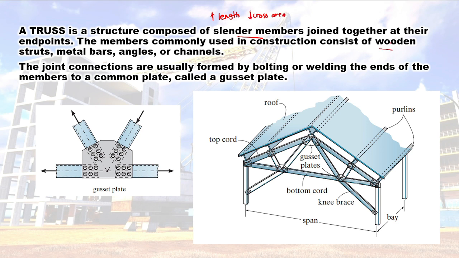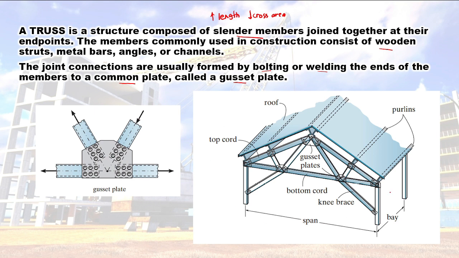We also use wood in our trusses, but most of the time we really don't use wood because wood deteriorates easily compared to steel trusses. The joint connections are usually formed by bolting or welding at the ends of the member to a common plate called the gusset plate. So our truss members don't really meet in a joint. But in our analysis, we assume that every member meets at a joint. In reality, they are just joined together by a gusset plate.